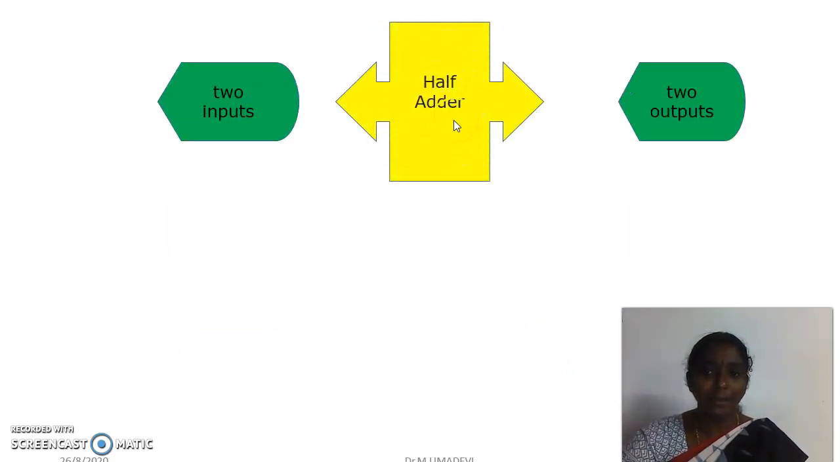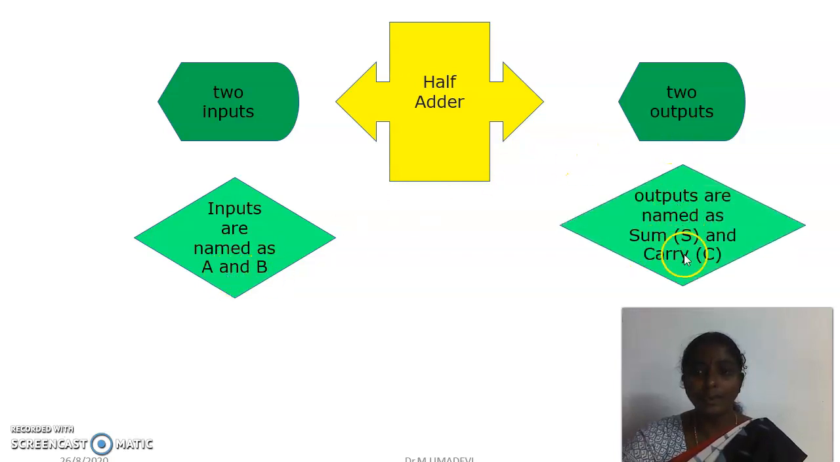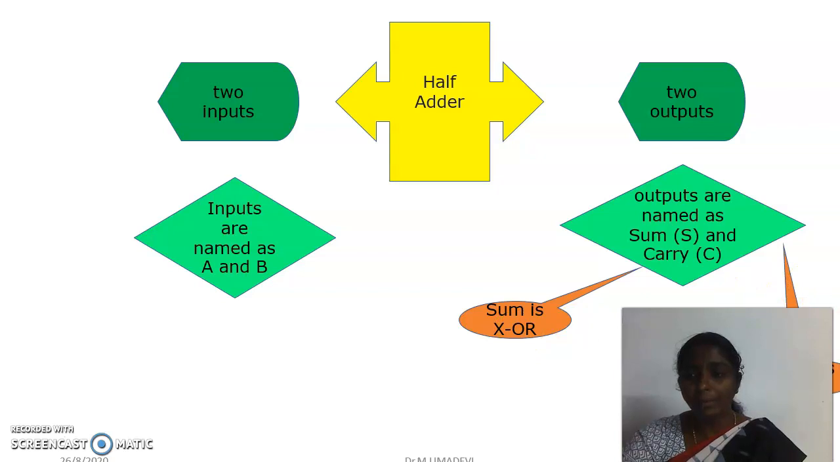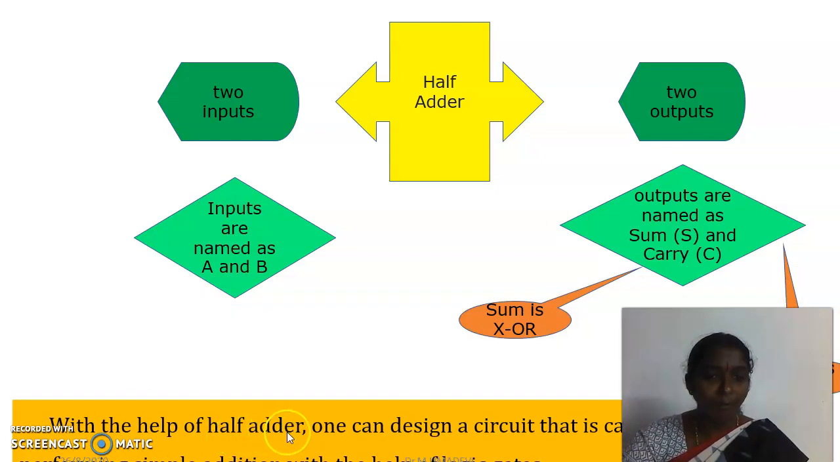We'll see half adder in detail. Half adder has two inputs and two outputs. Two inputs are A and B and two outputs are sum and carry. Sum means S, carry means C. So sum we can obtain from exclusive OR gate and carry we can obtain from AND gate. With the help of half adder, one can design a circuit that is capable of performing simple addition with the help of logic gates.